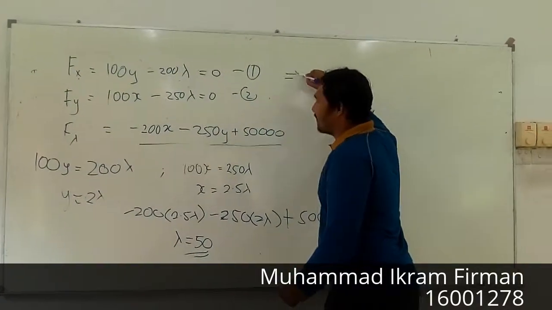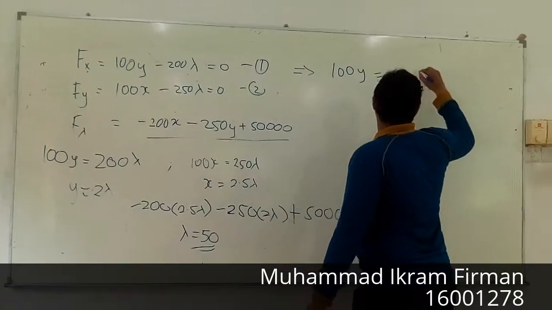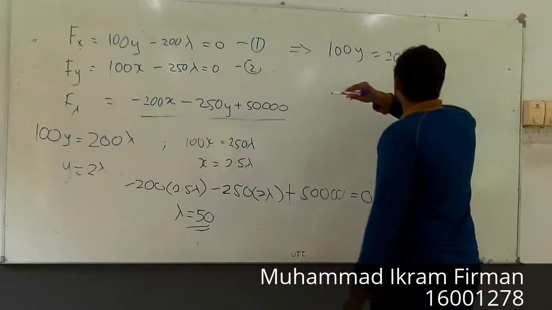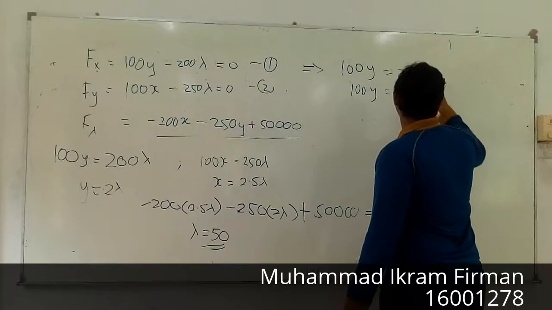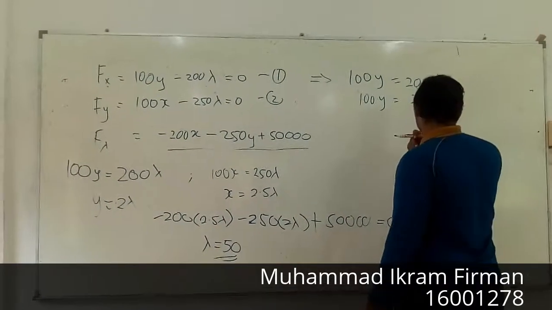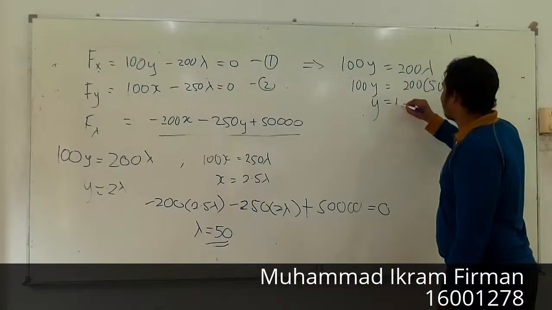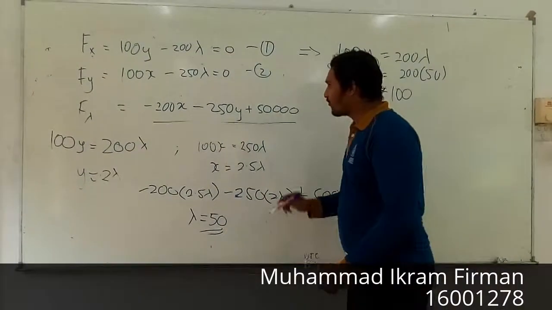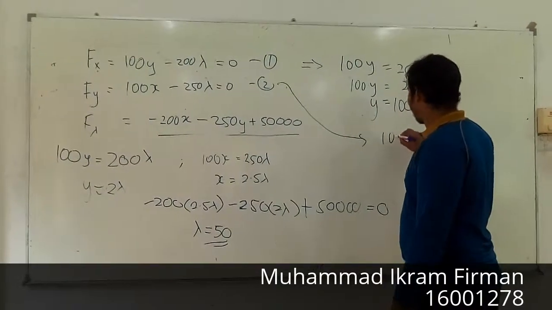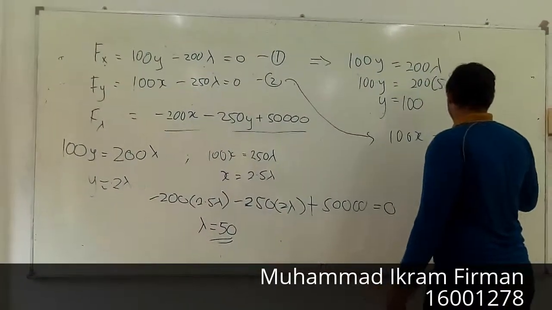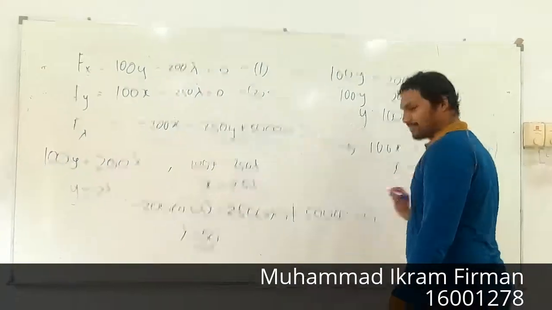From here, 100y is equal to 200 lambda, and lambda is 50, so 100y equals 200 times 50. So y would be 100. Then we solve for x by substituting lambda equals 50. So 100x equals 250 times 50. x would be equal to 125.